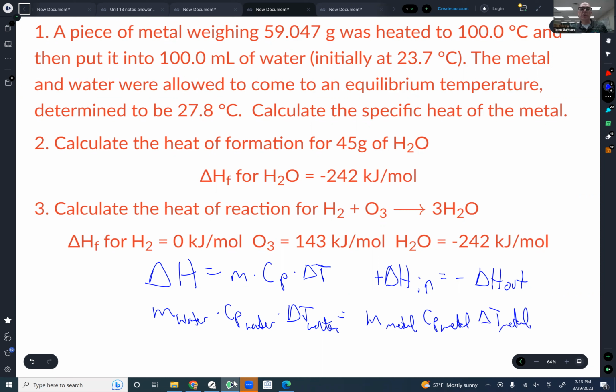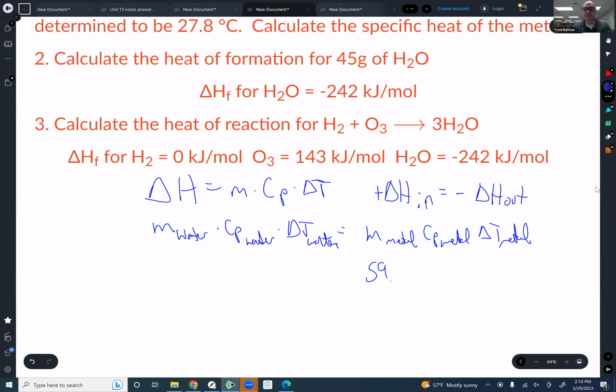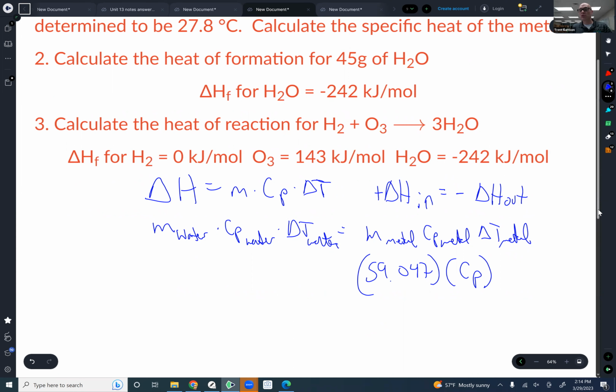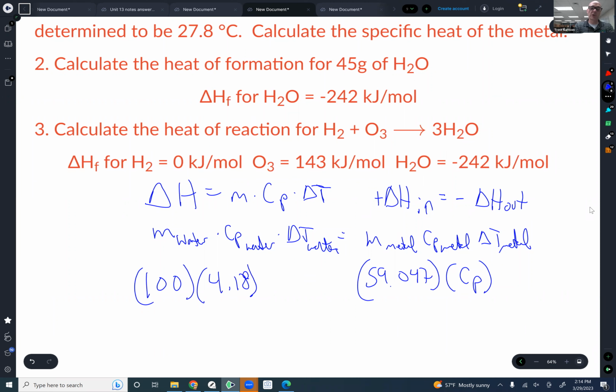Okay. So now we've got a few pieces of data that we can start to substitute in to solve for the specific heat of the metal. We don't know that, but we do know 59.04 grams of metal. I forgot what it just said. 59.047. I don't know the specific heat of this metal. I do know, however, that I have 100 grams of water because a milliliter of water is the same as a gram. The specific heat of water is 4.18.